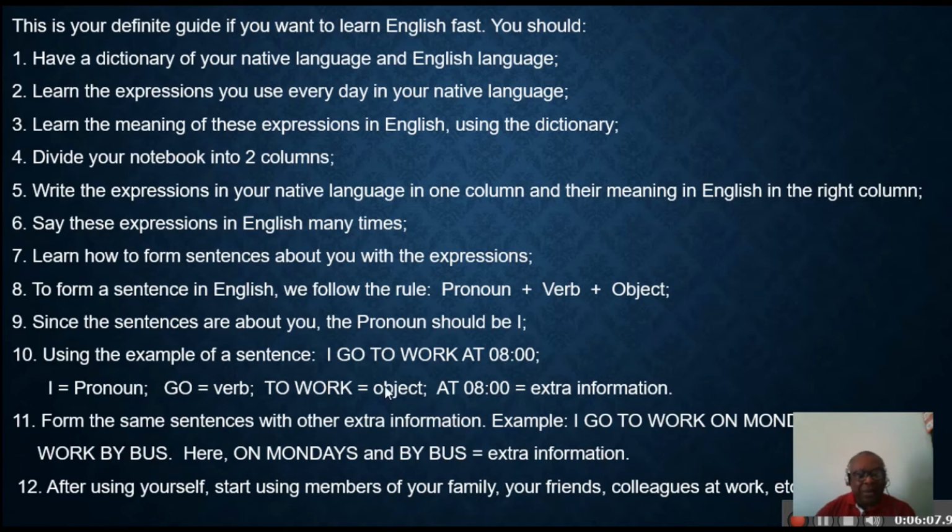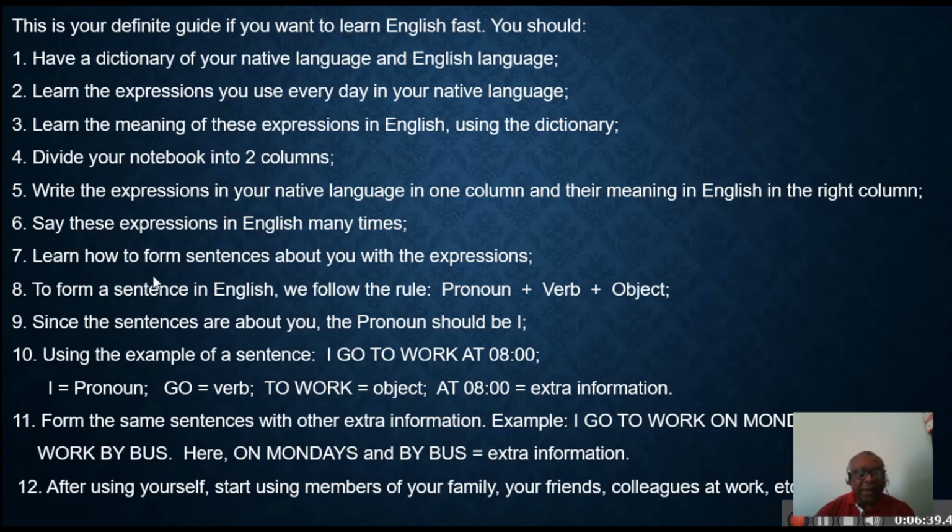So how do you form a sentence in English? Remember, first thing you do, learn the expressions in your native language, learn their meanings in English. Then you divide your notebook into two columns. On the left side, you have the expressions in your native language. On the right side, you have them in English. Okay? You have to repeat them many times so that you can remember the expressions in English.